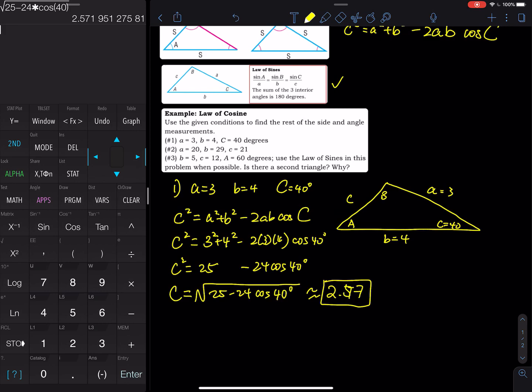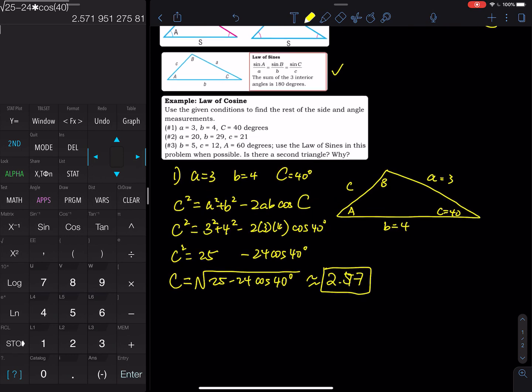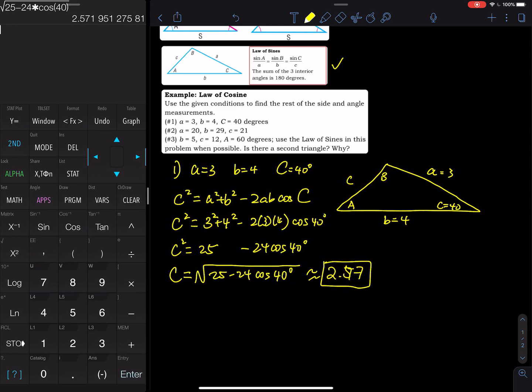What else do we not know? I still need angle A or angle B. Let's do angle A. So for angle A, I already know side A. I draw the formula first. So A squared equals B squared plus C squared minus 2BC times cosine of A. So in this case, A is what? A we don't know yet, right?